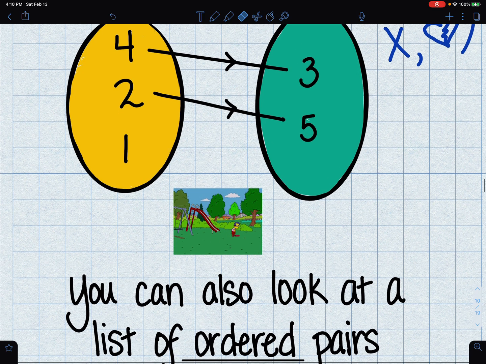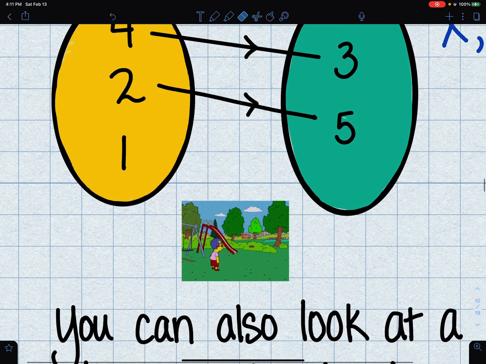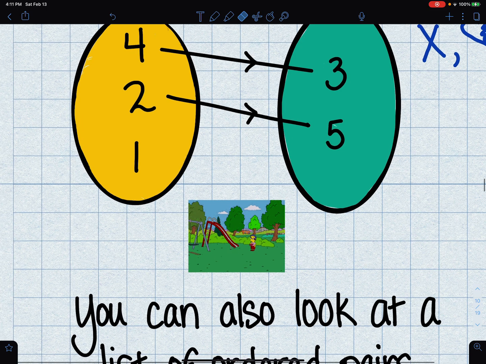That's like, look at Milhouse. He's throwing the frisbee to nobody. That's an x and no y. Can't have that. It's not a function and it's not a relation. So no function, no relation.